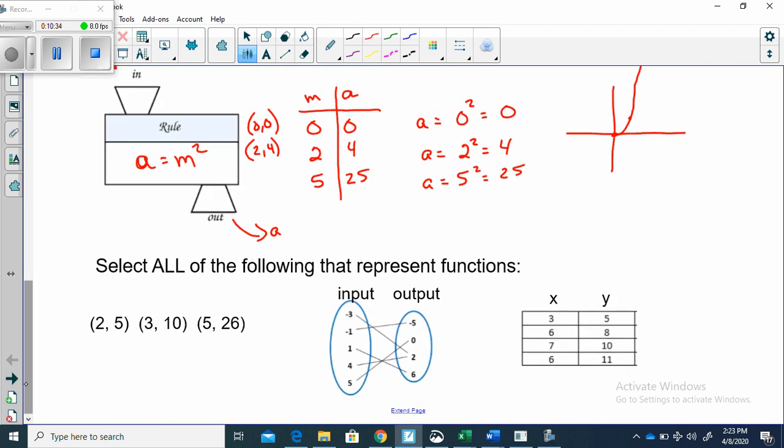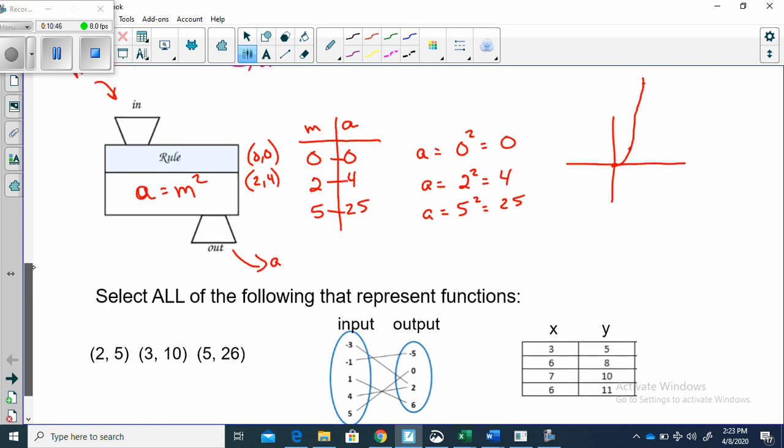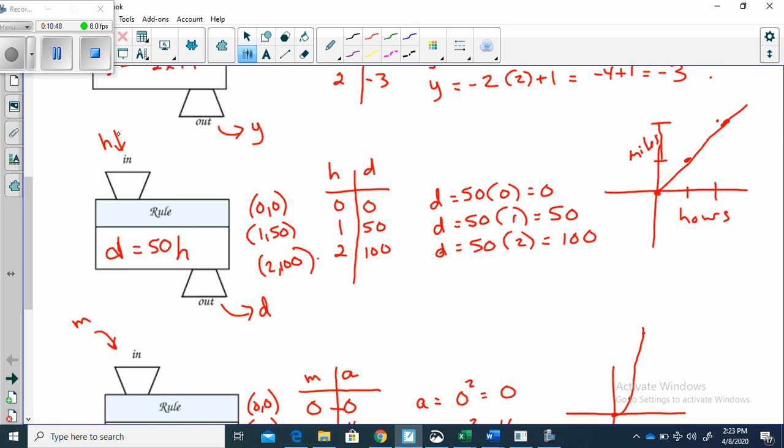Now, what we have to understand is whenever we have a function, the x does not repeat. For each x value, there's a unique y value. If I put in, up here on this one we just did, if I put in 1 hour, I'm going to get out 50 miles. If I put in 2 hours, I'm going to get out 100 miles. If I put 2 hours again, I'm not going to get out something different because 50 times 2 is 100. I would never get a different value.